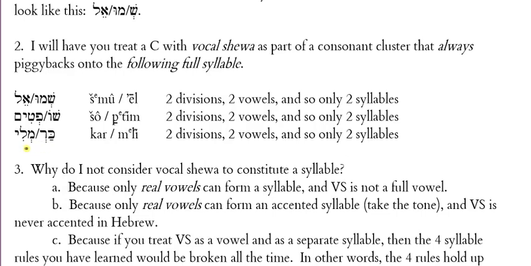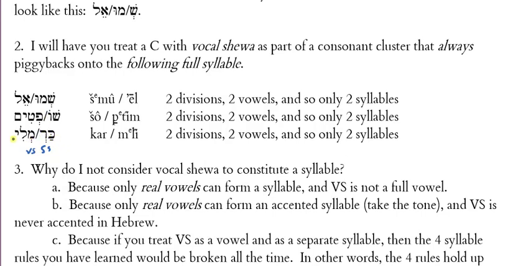Kar-mali. Remember, two shivas in the middle of a word are such that always the first one is a silent shiva, the second one is a vocal shiva. And so notice then that silent shivas mark the closing of a syllable. If I have a silent shiva in the middle of a word, it's always marking a closed syllable. So kar: consonant, vowel, consonant.